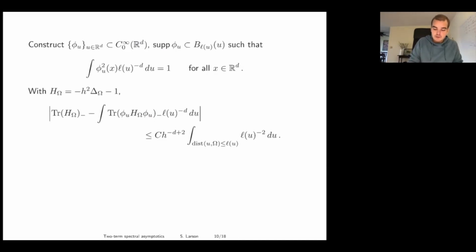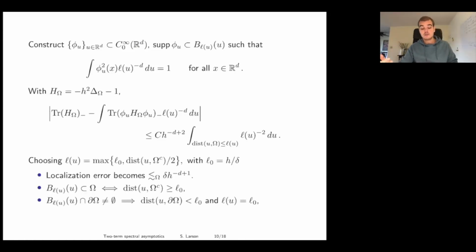And then this integral here approximates our trace up to an error. Now, H to the minus d plus two here looks very, very good. That's one order higher than we actually need. However, you should remember that the length is hopefully, or we do want to choose the length fairly small to actually gain anything. So since we're integrating a negative power of the length, we need to choose it somewhat carefully not to lose too much in this localization.